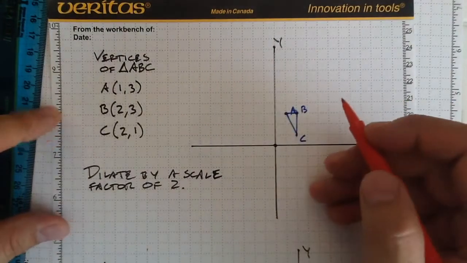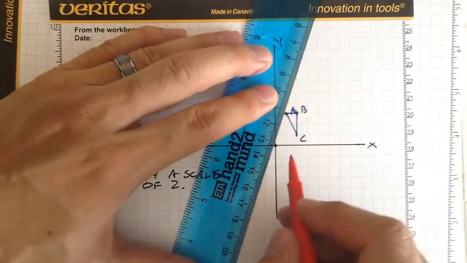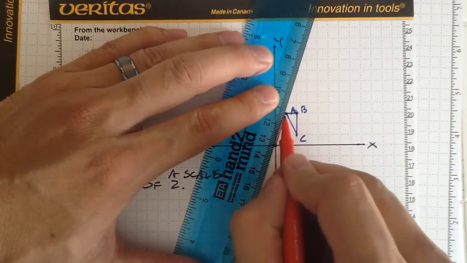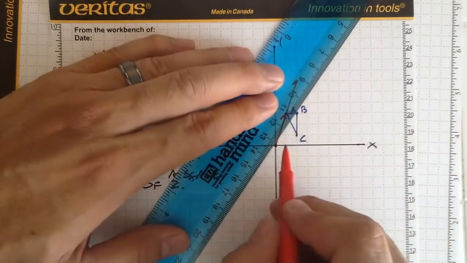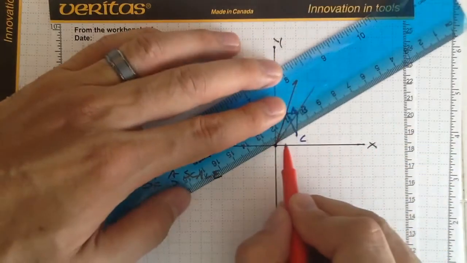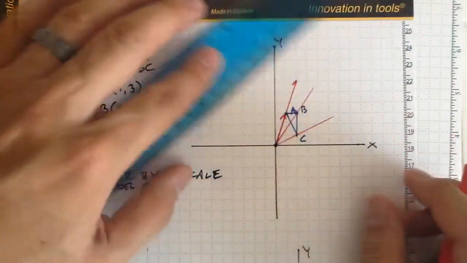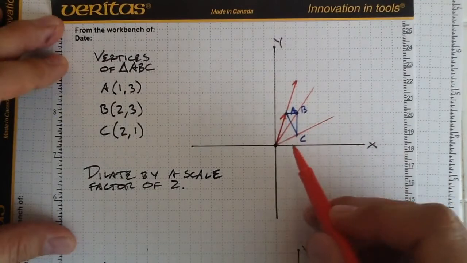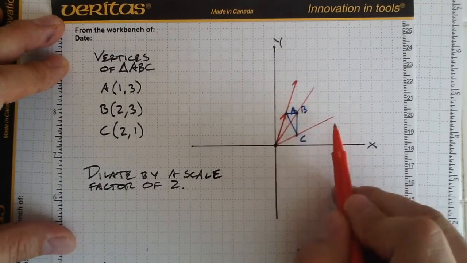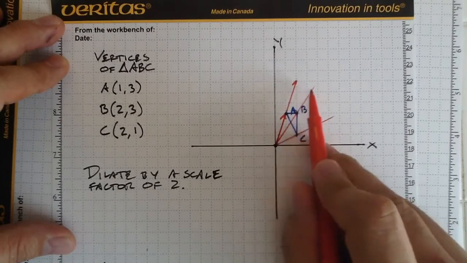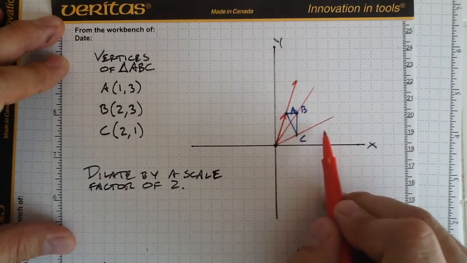Now, again, with respect to the origin just means that instead of going from the origin to here, we're going to go out twice as far. We're going to do that for this one, and we're going to do that for C as well. So imagine it's almost like a flashlight shining on some triangle, and then behind it, somewhere twice as far away, that shadow is going to hit the wall.